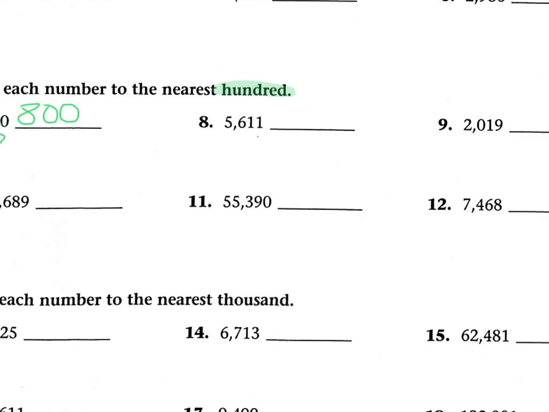Number 8, rounding to the nearest 100, I'm going to round the 6 by looking at the 1 that's to the right of it. The 1 is less than 5, so I'm going to keep it the same. So I'm going to have 5, because the 5 doesn't change. Anything to the left of the 6 stays the same. My 6 is going to stay a 6 because the 1 is less than 5. And then everything to the right of the 6 becomes a 0.